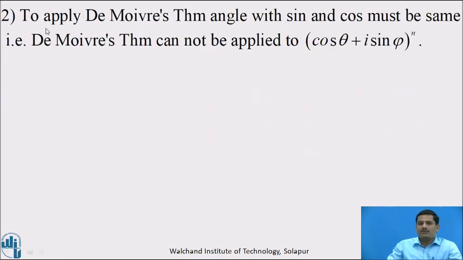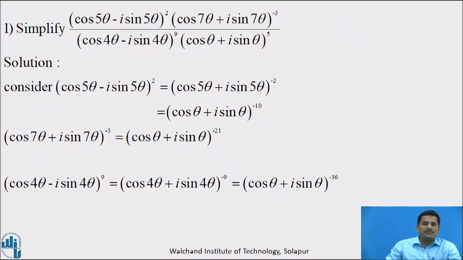One more important note is that to apply De Moivre's theorem, the angles present with sine and cos must be the same. That is, De Moivre's theorem cannot be applied to (cos theta plus i sin phi) raised to n, because although the structure is the same, the angles present with cos and sin are different. So in such a case, it is not possible to use De Moivre's theorem. These two results are very important. So let us consider examples.